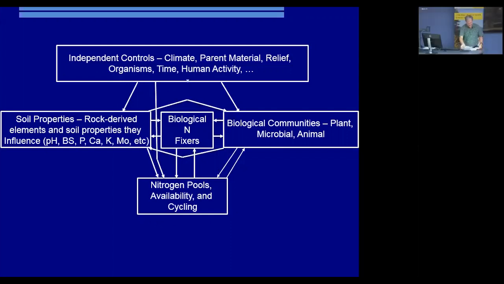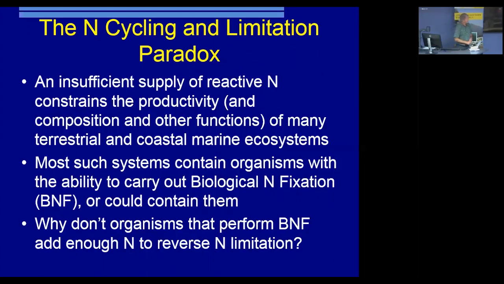I think the intellectual challenge behind dealing with an element that is not really an independent control and yet controls a lot is reasonably summarized here. We know that an insufficient supply of reactive nitrogen constrains the productivity and many other aspects of many terrestrial and coastal marine ecosystems. Most such ecosystems contain organisms, or could contain organisms, with the ability to carry out biological nitrogen fixation. They can get nitrogen from the atmosphere, bring it into biologically available forms to support their own metabolism.